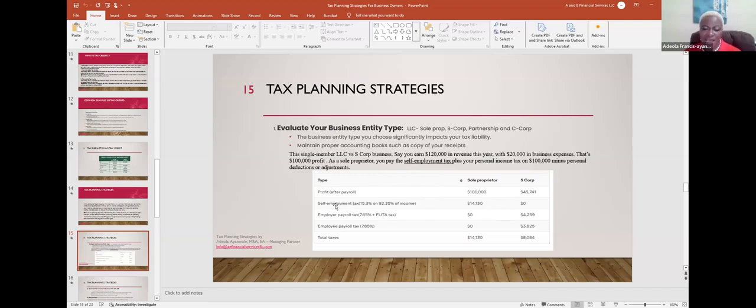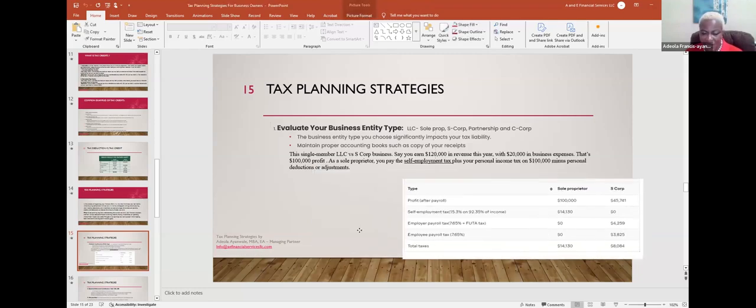Now there's something we call self-employment taxes that a lot of small businesses, sole proprietors and single member LLCs, don't realize they have. Self-employment taxes mean you are paying the taxes as an employer and also as an employee, and your taxes are likely to be much higher. Now, if you elect as an S Corp or C Corp, your tax liability will be much smaller. You can see from this chart the differences in the taxes.